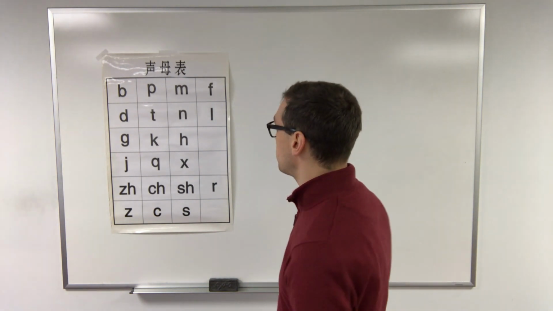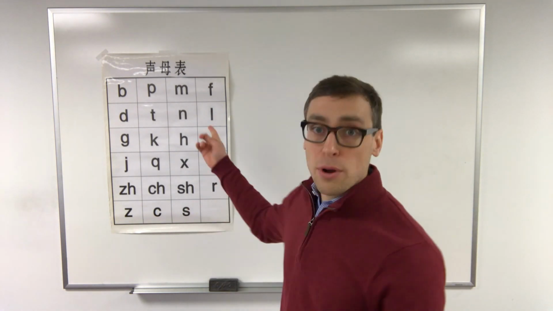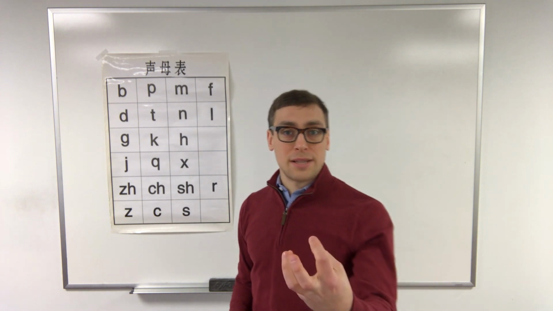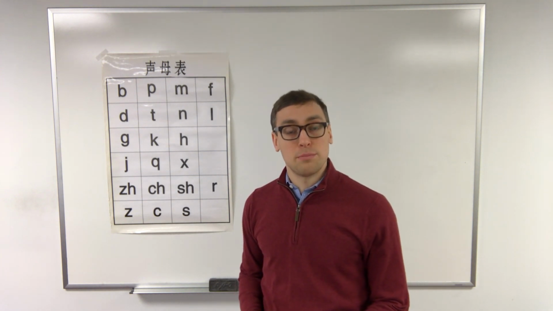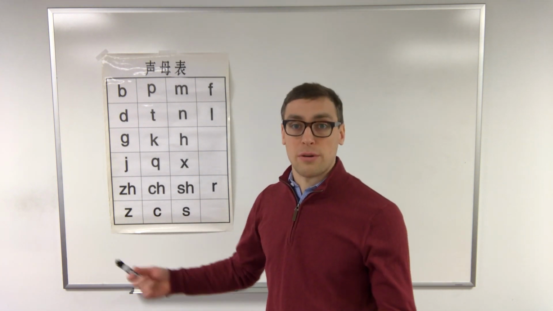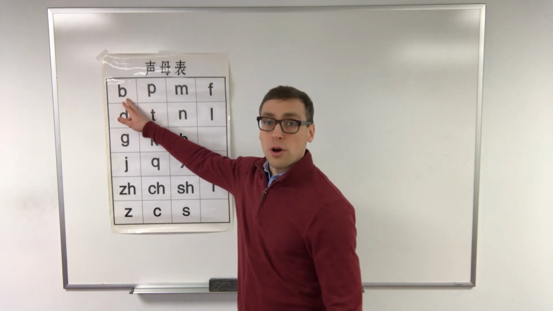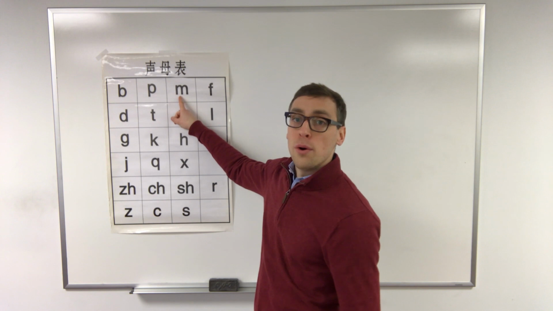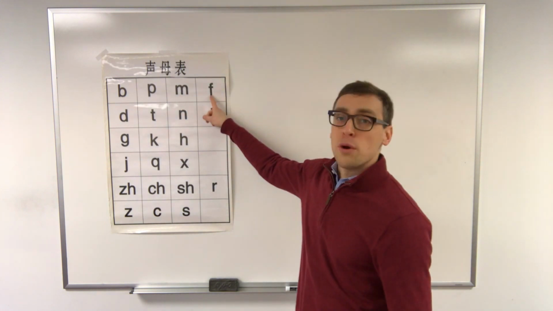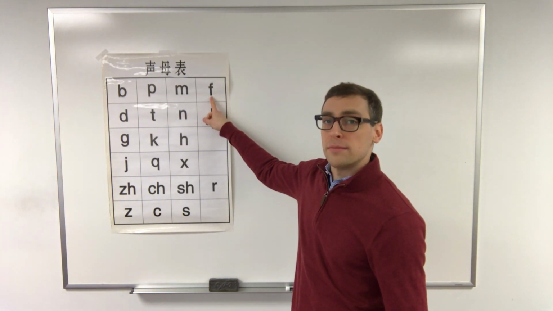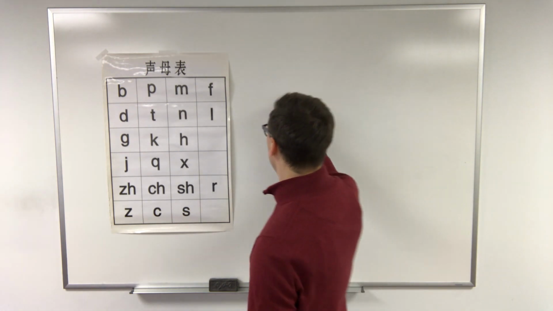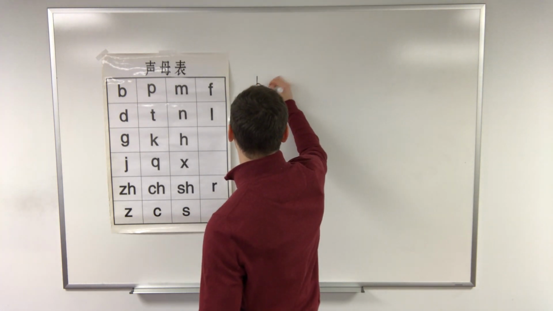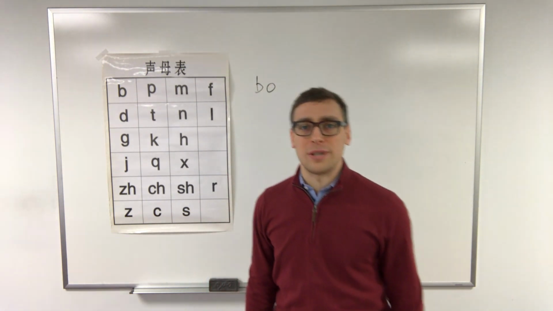Okay, so let's start up here with the first line. These are all very familiar to us as English speakers. They sound like pretty much what they should sound like in English. So, 波, 坡, 摸, 佛, 好. You'll notice I'm kind of putting like a 喔 sound at the end.